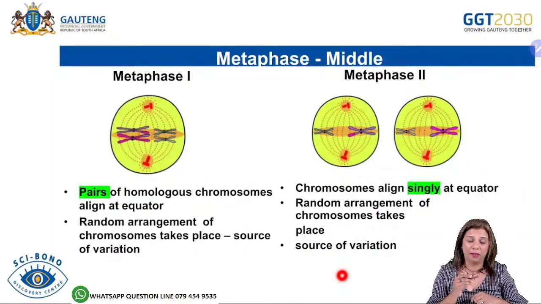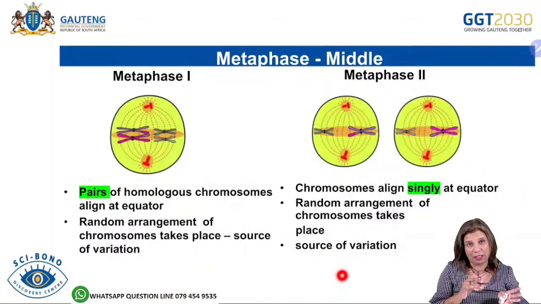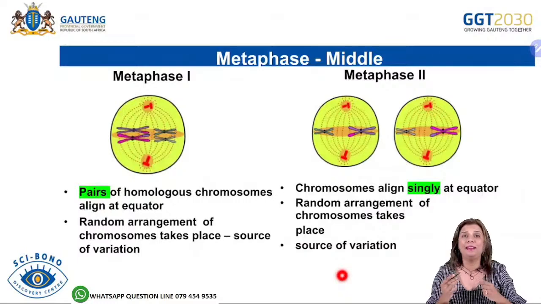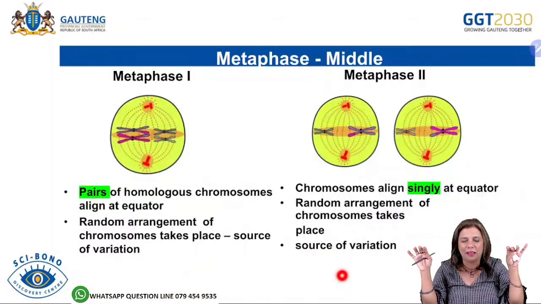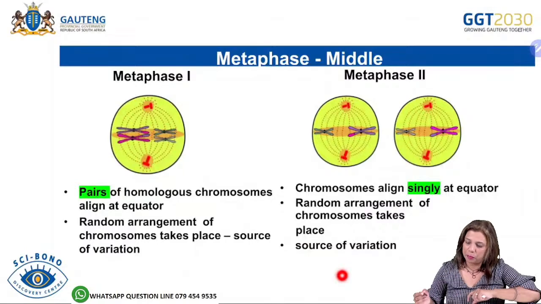So now we're going to refer to the diagrams and we're going to see how we're going to distinguish between metaphase 1 and metaphase 2. As it stands, as I'm sitting here, we already know meta is middle. So I'm already picturing in my mind that I'm going to have chromosomes that are aligned at the equator. But we need to get into the specifics of it.